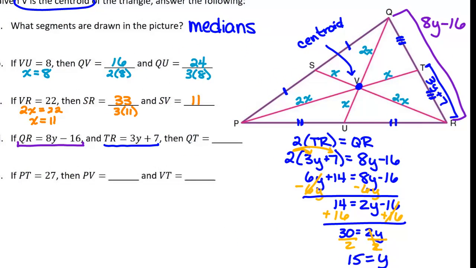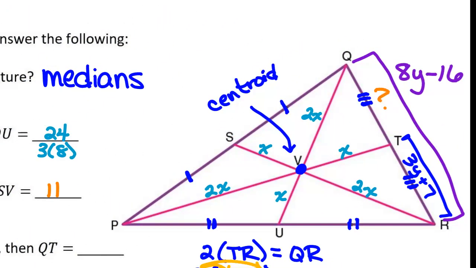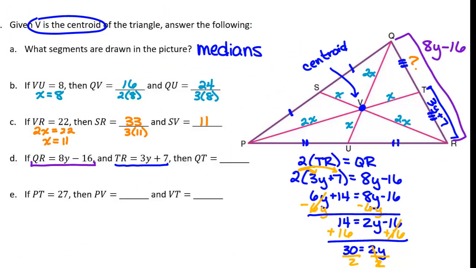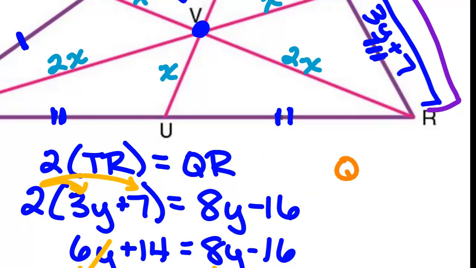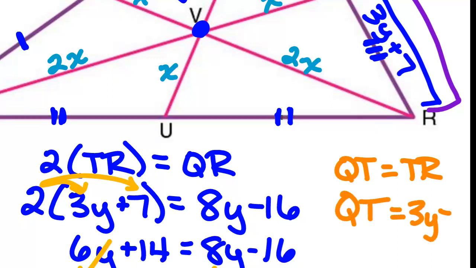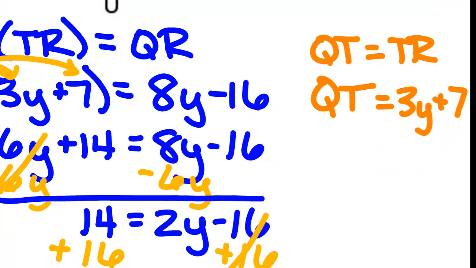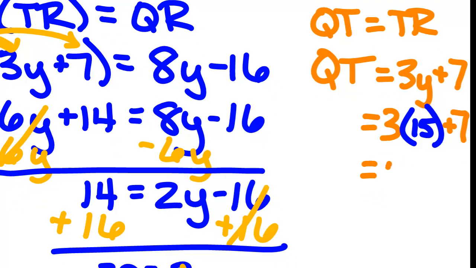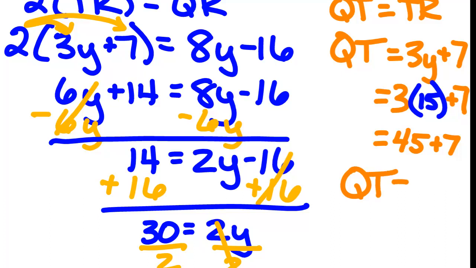No, they wanted QT. How do I find QT? Use the TR equation. QT is the same size as TR. So QT is equal to 3y plus 7. So I do 3 times 15 plus 7. What is 3 times 15? 45 plus 7 would give me how much? 52. So QT is 52.